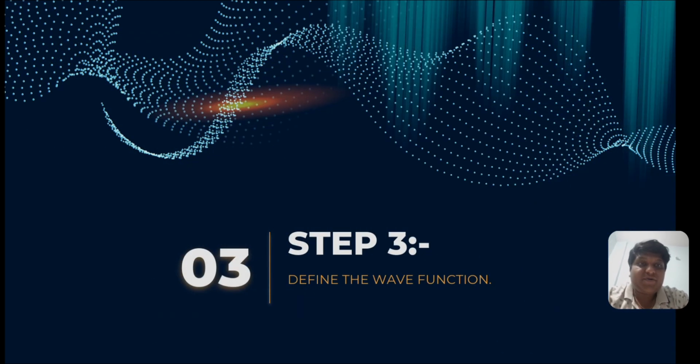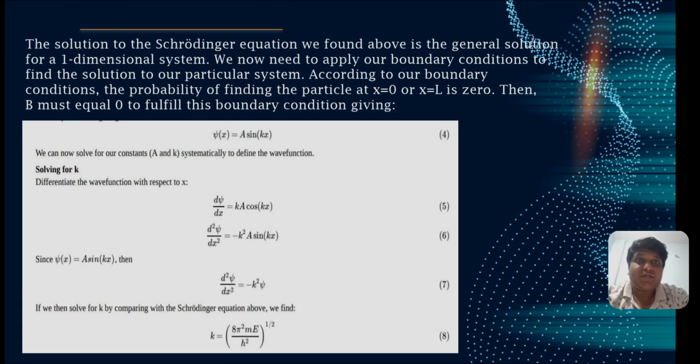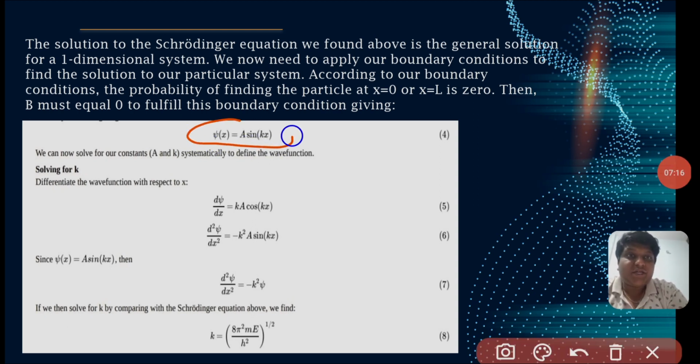Coming to step 3, defining the wave function. The solution to the Schrodinger equation we found above is the general solution for a one-dimensional system. Now we need to apply our boundary conditions to find the solution to our particular system. According to our boundary conditions, the probability of finding the particle at x is equal to 0 or x is equal to L is 0. Then B must be equal to 0 to fulfill this boundary condition, giving the equation xi of x is equal to A sin kx.